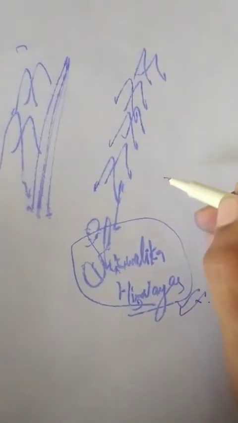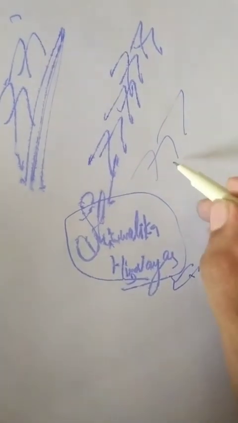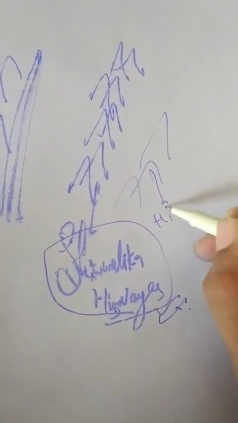And the Shiwalik Himalayas were formed along the HFF, also known as the Himalayan Front Fault.